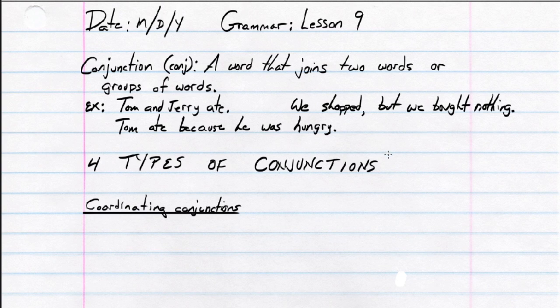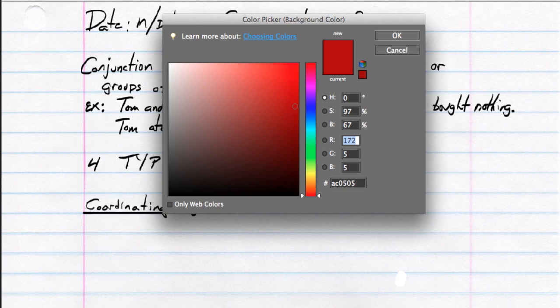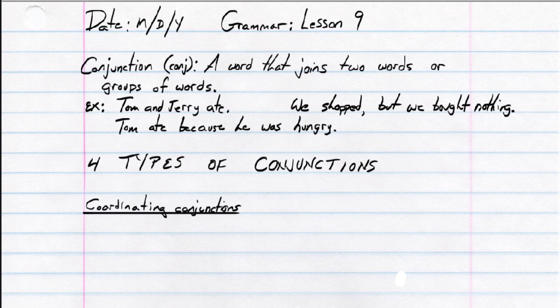All right. So we have the definition of a conjunction is a word that joins two words or groups of words together. I'm going to change the color of my ink here. If you have a different color pen, go ahead and use it. Doesn't matter. But we're going to put in some arrows here. So first of all, let's pick out, there's a conjunction in each of these sentences. So we're looking for words that join two words or groups of words together. So in the first sentence here, the conjunction is and. So go ahead and underline and as our conjunction. In the second sentence, the conjunction is but. Go ahead and underline but. In the third sentence, the conjunction is because. So underline because as well.